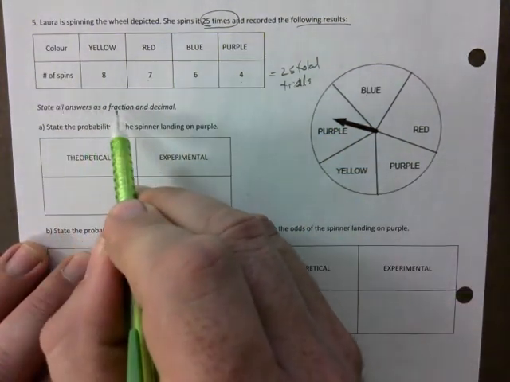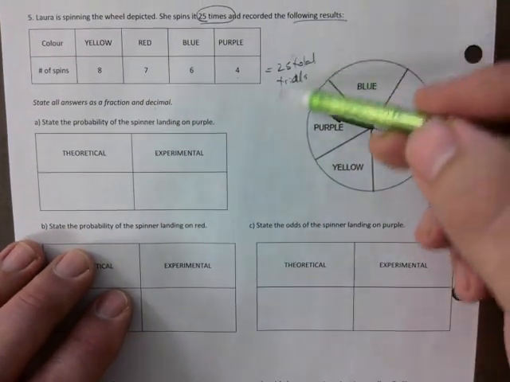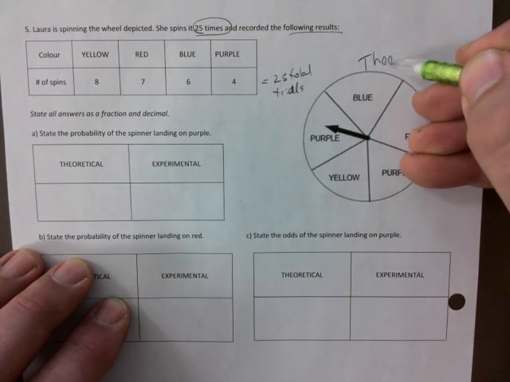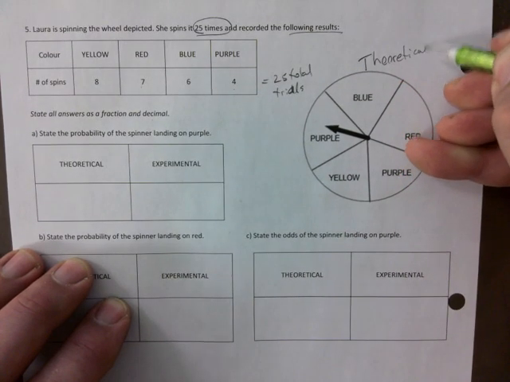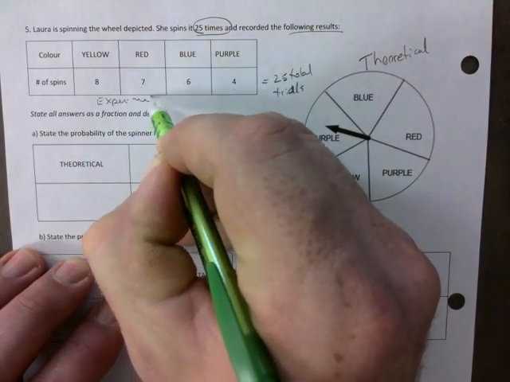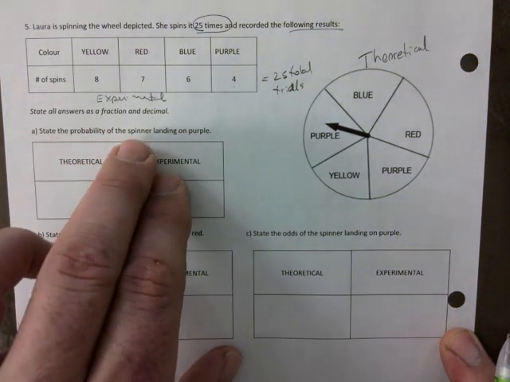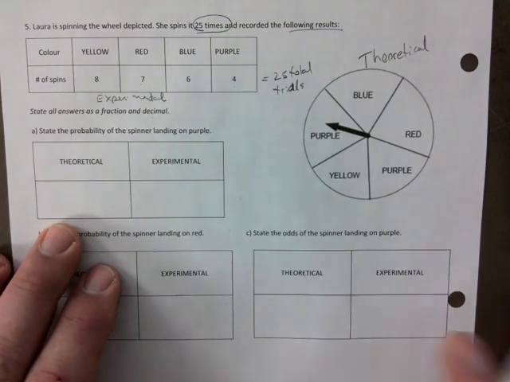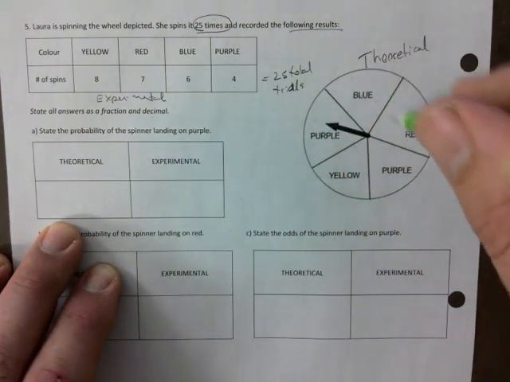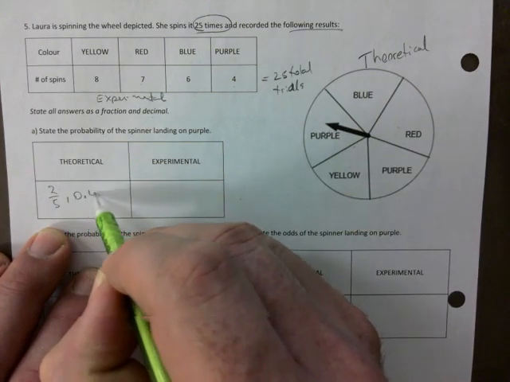State all the answers as a fraction and as a decimal. And remember, this is the actual spinner here. This is what we're going to use for theoretical. And we're going to use this for experimental. Theoretical, experimental. Okay, so state the probability of the spinner landing on purple. In theory, we're going to go by this. There are 2 out of 1, 2, 3, 4, 5 sections, right? So 2 out of 5, which is 0.4.